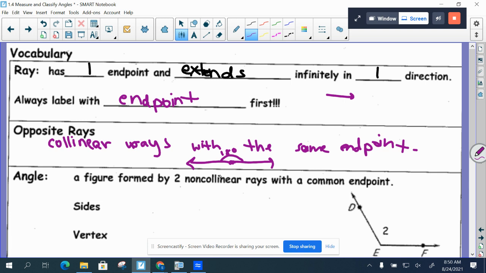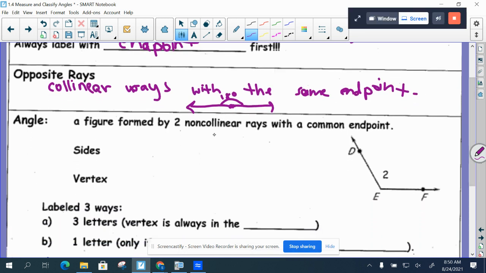Can opposite rays ever overlap? No, because if they overlap, then they wouldn't share the same endpoint. So that brings us to angles, which are formed by two non-collinear rays with a common endpoint. Now I guess technically, this is still an angle, it's just a straight angle. But all the other angles have two non-collinear rays.